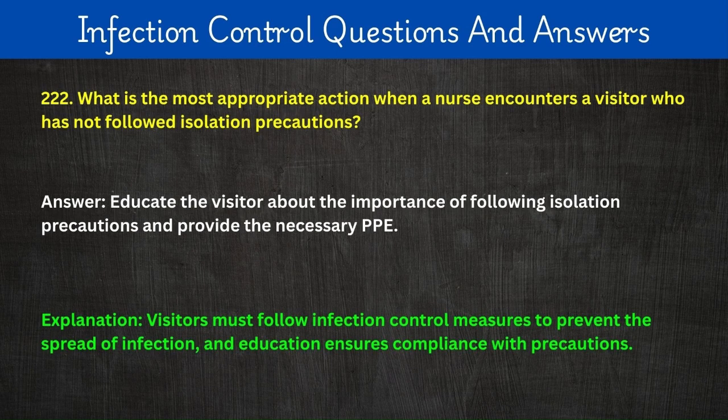222. What is the most appropriate action when a nurse encounters a visitor who has not followed isolation precautions? Answer: educate the visitor about the importance of following isolation precautions and provide the necessary PPE. Explanation: visitors must follow infection control measures to prevent the spread of infection, and education ensures compliance with precautions.